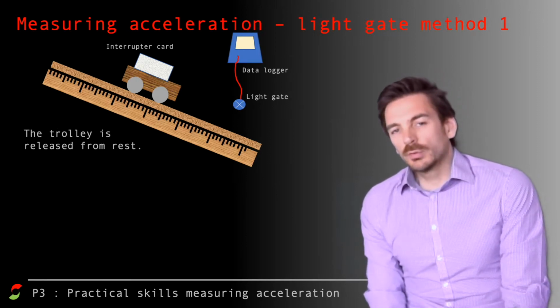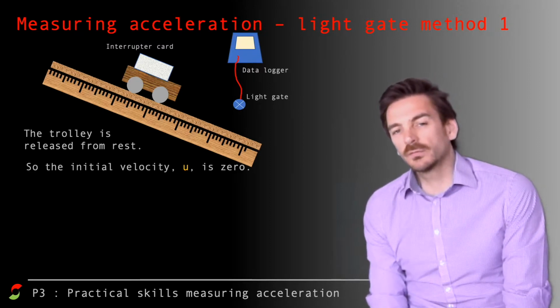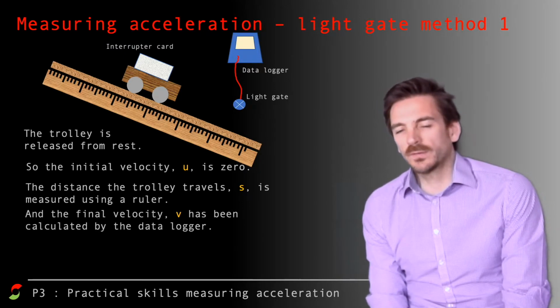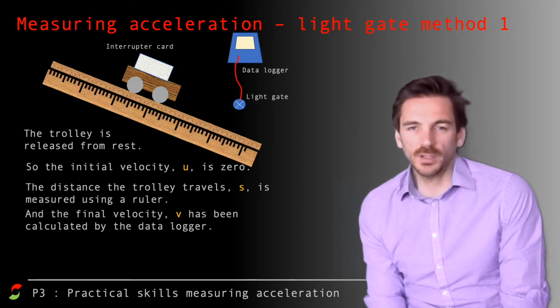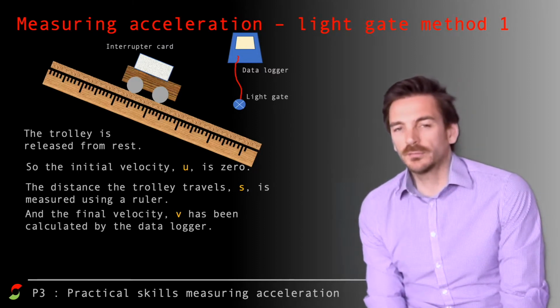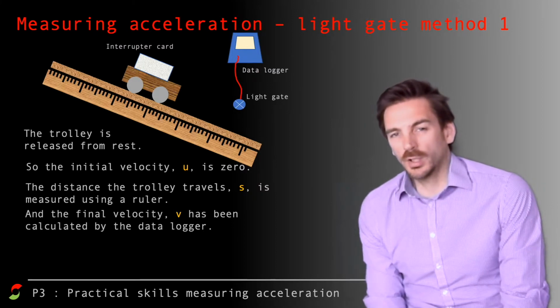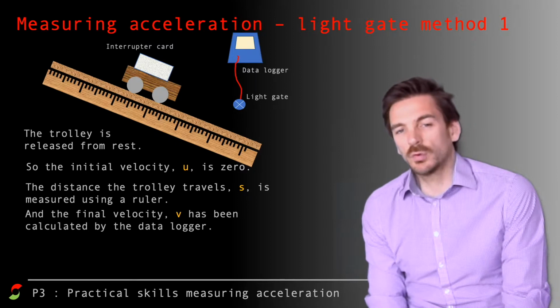We're going to release this trolley from rest, which helps us out a little bit because that means that the initial velocity of the trolley is going to be 0. And we've calculated or measured the distance that the trolley is going to travel. And we've also calculated the final velocity that the data logger has used. But remember, when you're measuring length, or if you're answering a question, make sure that you say you're measuring the length that the trolley moves by using a ruler. It's important to say the physical quantity with the device that you're using to measure it.